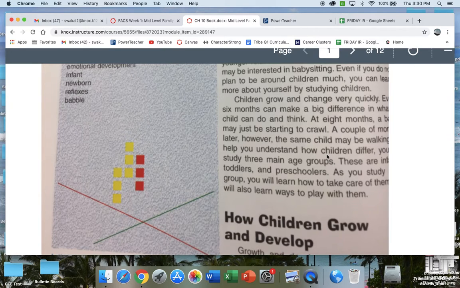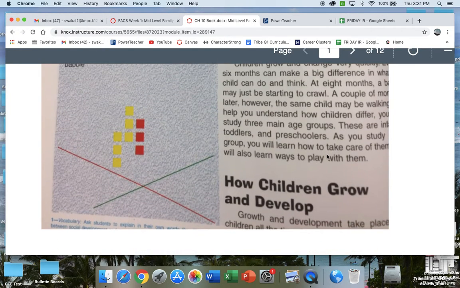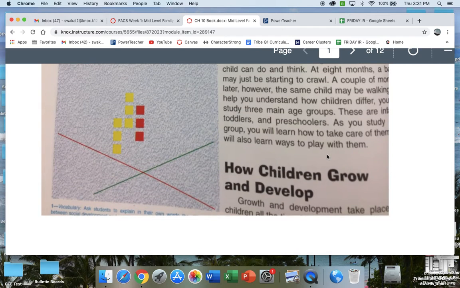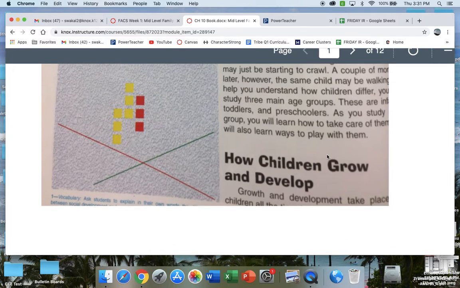You study 3 main age groups. In this chapter, for example, we're studying about infants. The next chapter is going to be about toddlers, and the chapter after that will be about preschoolers. As you study a group, you will learn how to take care of them, and you will also learn ways to play with them. And it says here, how children grow and develop. I'm sorry, that cut off there.